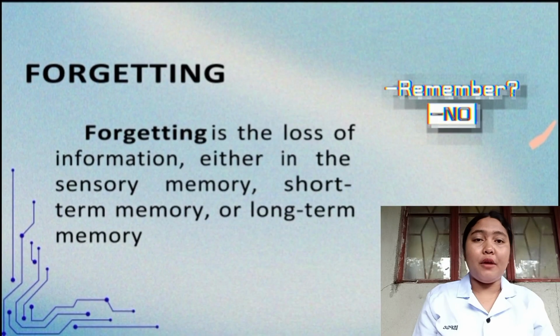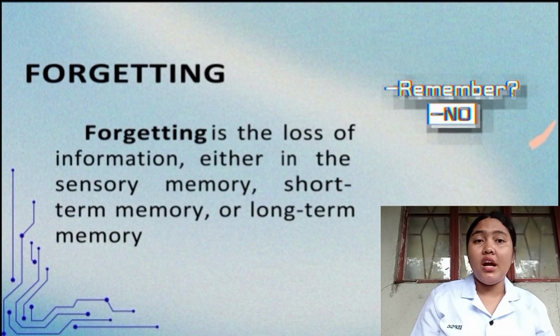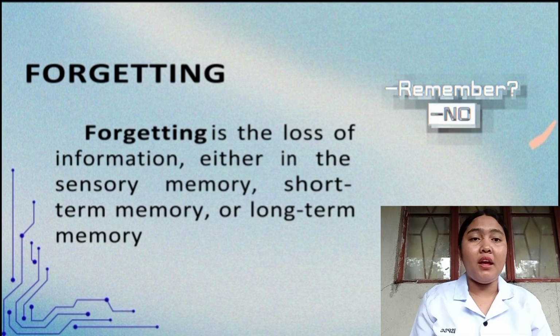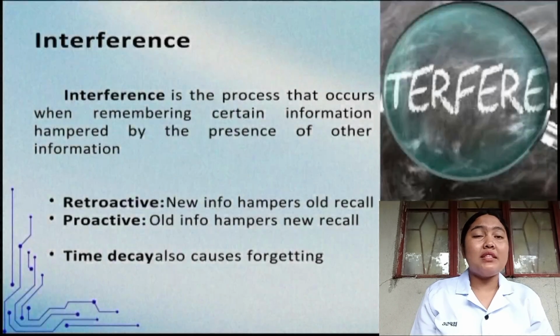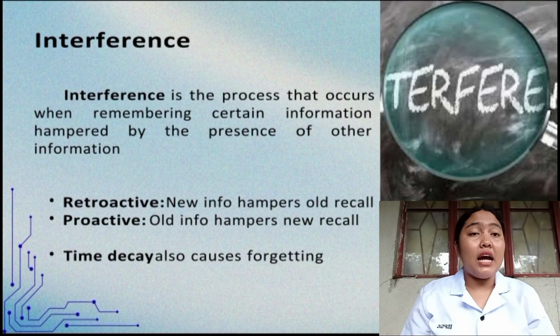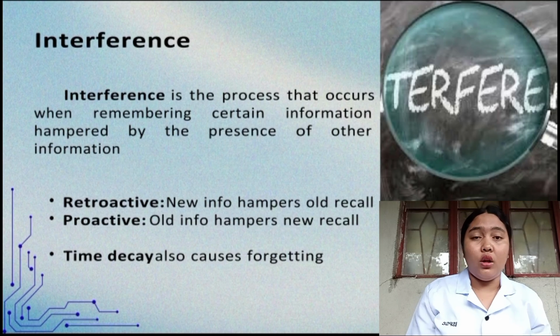So we have forgetting. Forgetting happens when we lose information from our memory. This can happen at any stage of sensory, short-term, or long-term memory. For example, if we see a friend in the morning but forget their name by evening, that is forgetting. Then there is interference, the process that occurs when remembering certain information is hampered by the presence of other information. So interference is when other information makes it harder to remember what you want to recall.